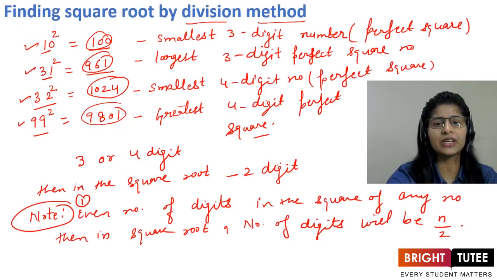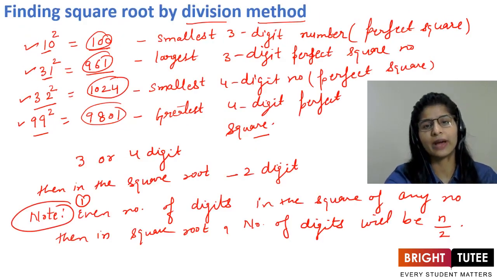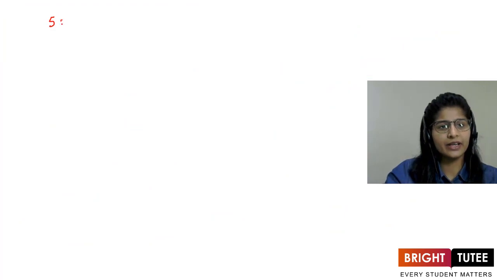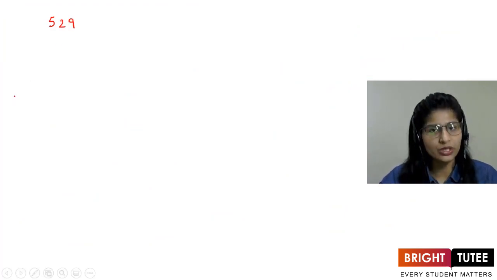Now the main thing that we need to do is finding square root by the division method. Let's start that. So let us start with a number. Let's take one example, 529. How do we find the square root using the long division method?